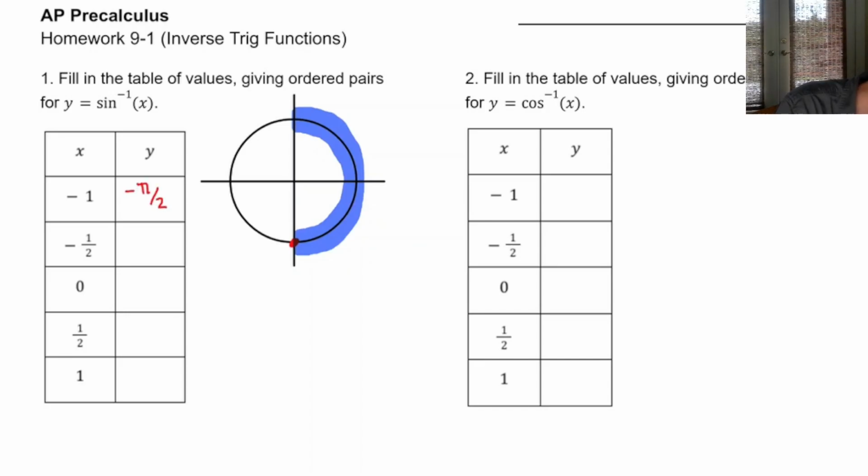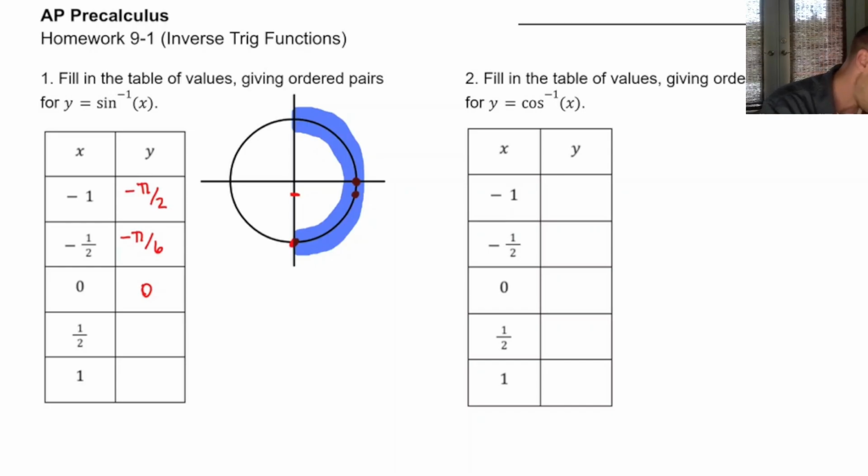Then -1/2. When is sine -1/2? That would be right down here, which would be right over there on the circle, and that would be negative pi over 6. Where is sine equal to 0? Well, there's no vertical displacement from the y-axis. That's what sine is. That would be right there at theta equals 0. Remember, inverse sine is giving us the theta on the unit circle that corresponds to a given sine output. So inverse sine of 0 is 0.